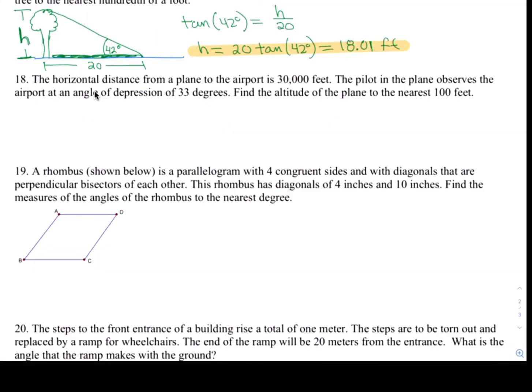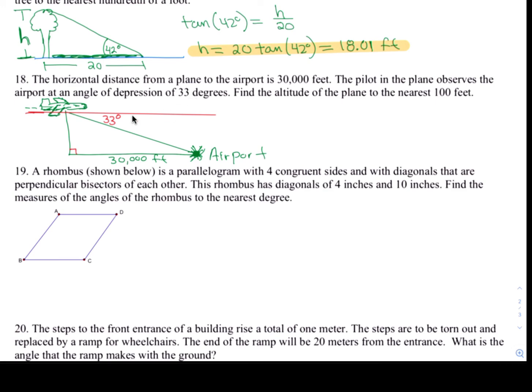All right, number 18. Says the horizontal distance from a plane to the airport is 30,000 feet. The pilot in the plane observes the airport at an angle of depression of 33 degrees. Find the altitude of the plane to the nearest 100 feet. All right, so your picture should look like this. Here's the airplane, and it says the horizontal distance from the plane to the airport is 30,000 feet. So that would be this horizontal segment right here at the bottom. That's 30,000. It also said the angle of depression is 33 degrees, and the angle of depression is always from the horizontal at the top. So that's 33 degrees here.